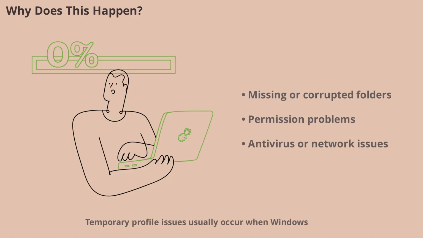Temporary profile issues usually occur when Windows can't find or access your real profile folder. This can be due to missing folders, incorrect permissions, or corrupted files. Sometimes, antivirus software locks files or network issues prevent access to a roaming profile. Understanding these causes helps you target the right solution.